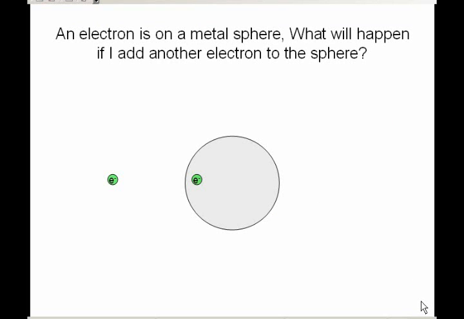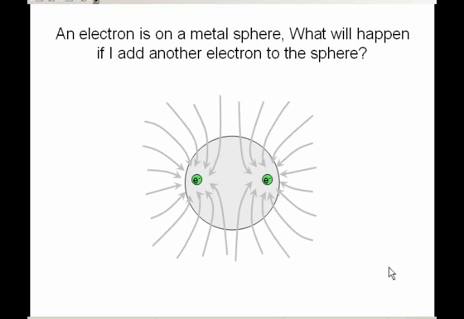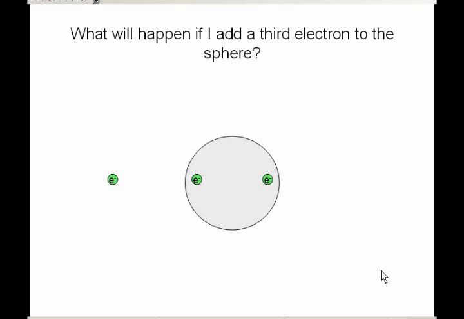Here's an animation to show how that works. Here's an electron on a metal sphere. What would happen if I add another one to it? As I move this one close, this one moves farther away. These are like charges. They're going to repel each other and stay as far away as possible. Looking at the field lines here, there's a little area in the middle where there are no field lines because these are repelling each other. If I add another electron to the sphere, all of them move, so they're all as far away as they possibly can be from each other.